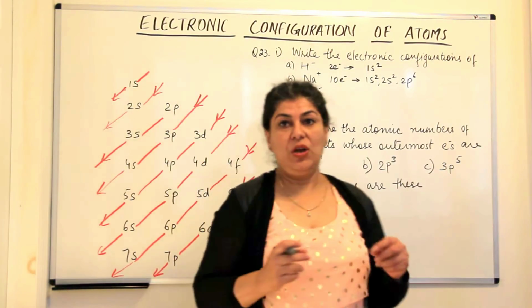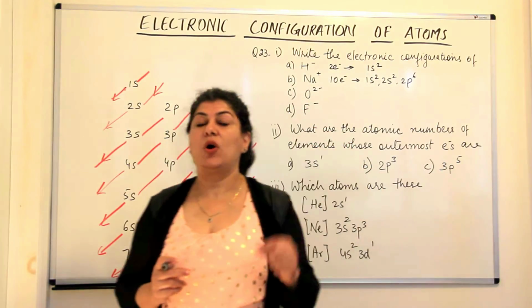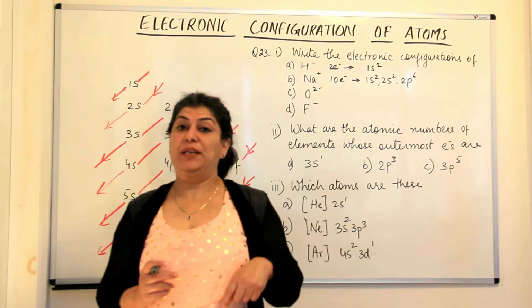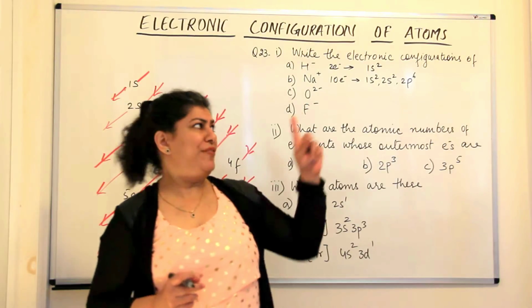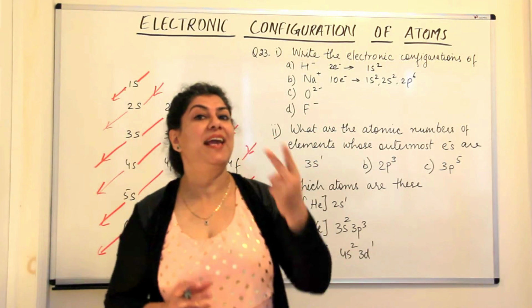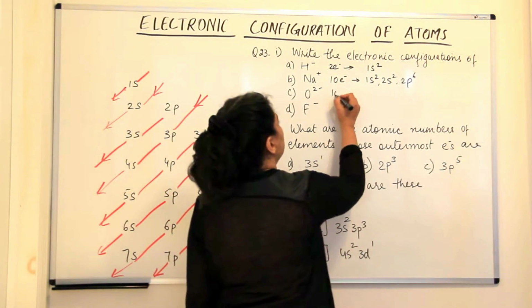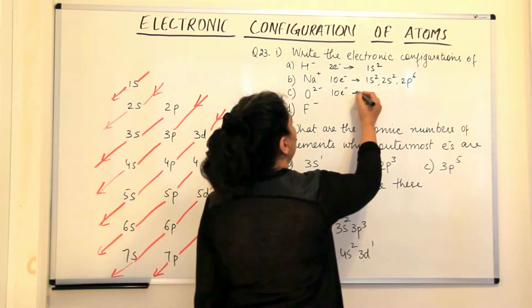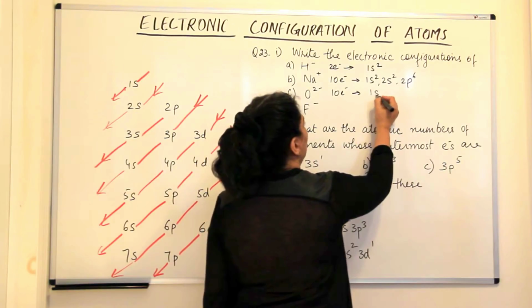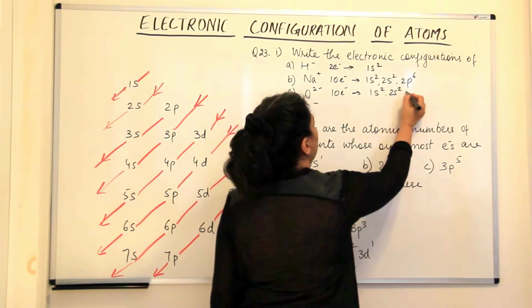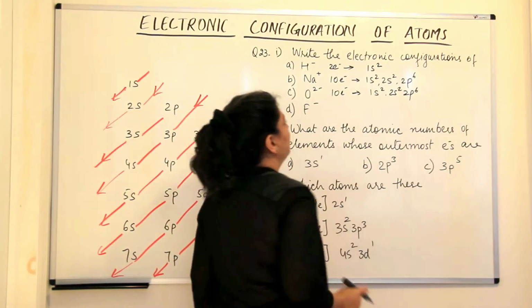O2 negative. For oxygen, 2 negative. Oxygen is the 8th element. It has 8 electrons. If it is 2 negative, it means it has gained 2 electrons. 8 plus 2 would also make it a 10 electron system. So a 10 electron system would have the same configuration, that is 1s2, 2s2, 2p6.